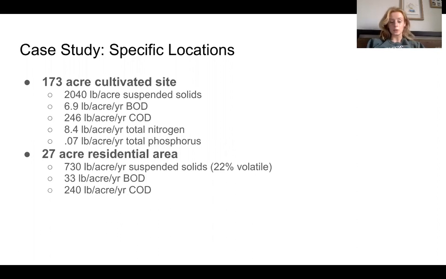And then there was a 27-acre residential area, which found 730 pounds per acre per year of suspended solids. 22% were volatile, 33 pounds per acre per year of BOD, and 240 pounds per acre per year of COD. So you can compare the two right there. And for a much smaller area, it had pretty comparable numbers, 240 to 246 pounds per acre of COD.